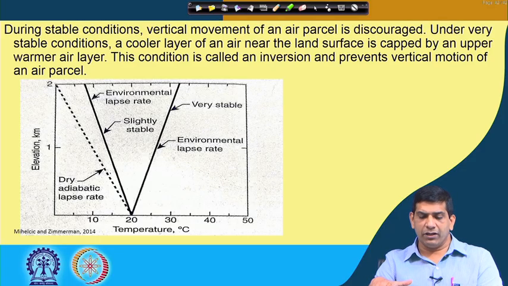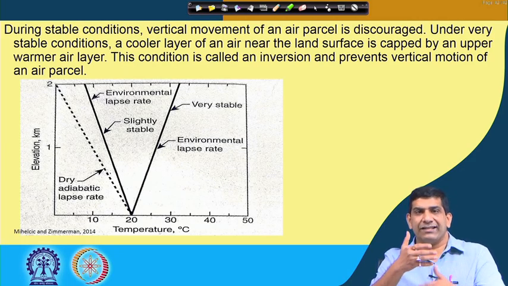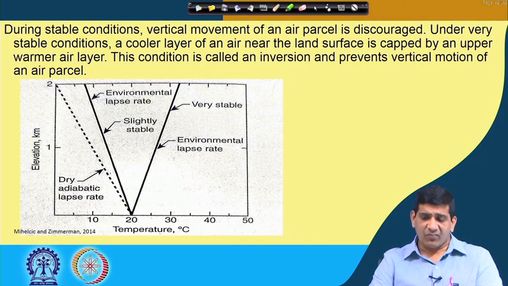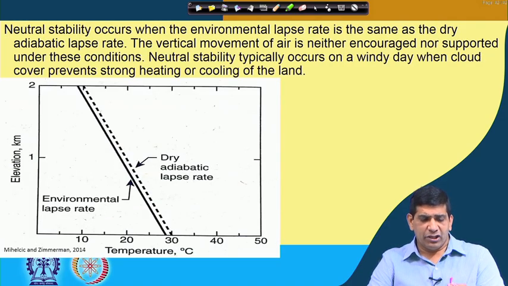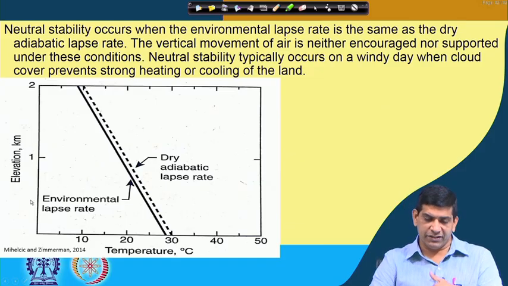So this is called inversion, and it prevents vertical motion of an air particle. So it doesn't let air go up. So, neutral stability occurs when the environmental lapse rate is the same as the dry adiabatic lapse rate. So, the vertical movement of air is neither encouraged nor supported under these conditions.